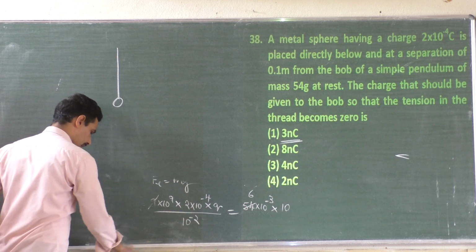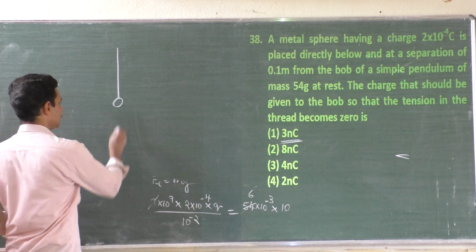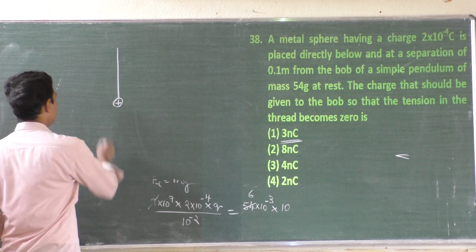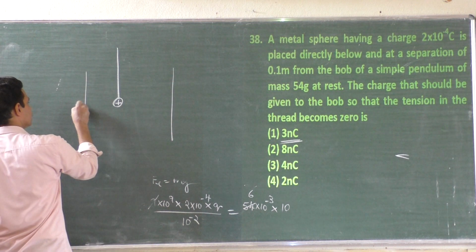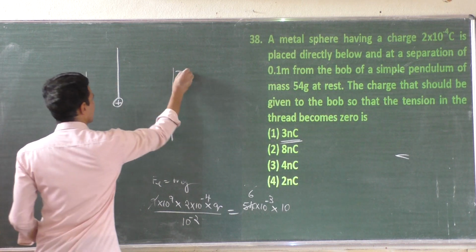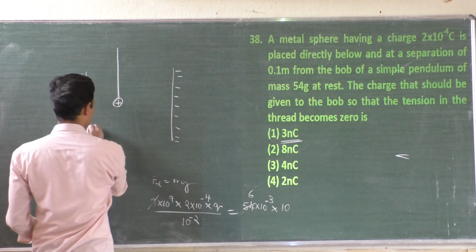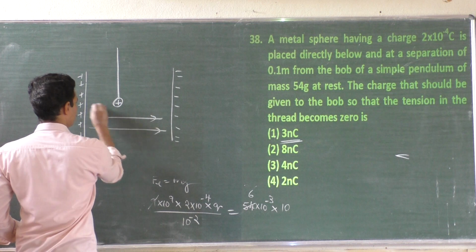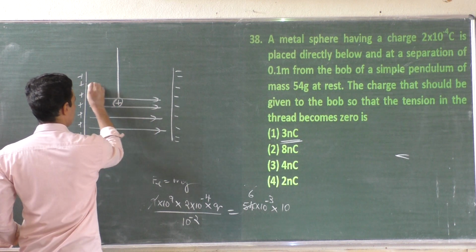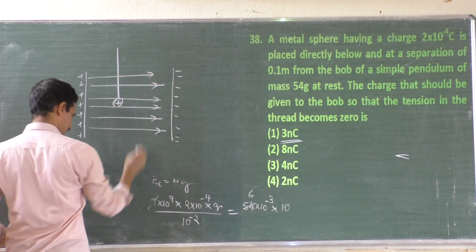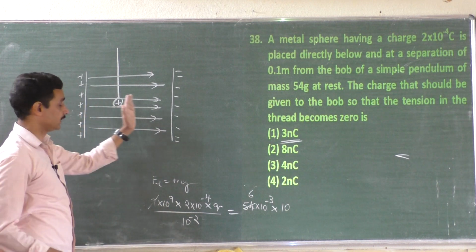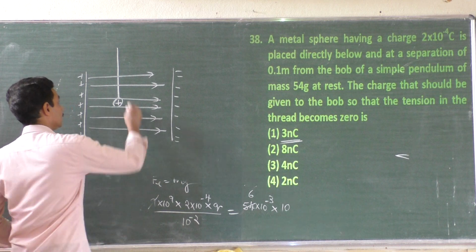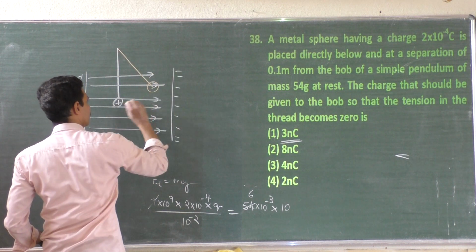Now suppose you have a pendulum like this. Suppose it is given plus Q, and it is kept between the plates of a capacitor, charged positively and charged negatively, and there is an electric field like this, a uniform electric field. What will happen to this pendulum? Definitely this pendulum will be displaced, because this positive charge will experience a force in the electric field and it will try to move in the direction of the electric field.